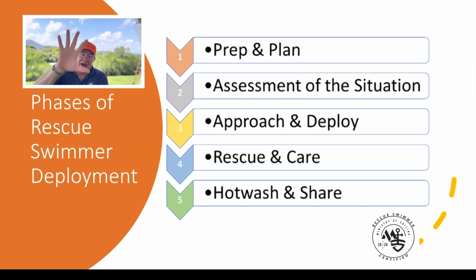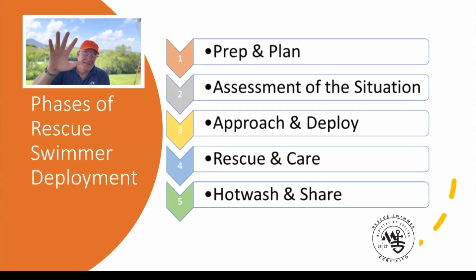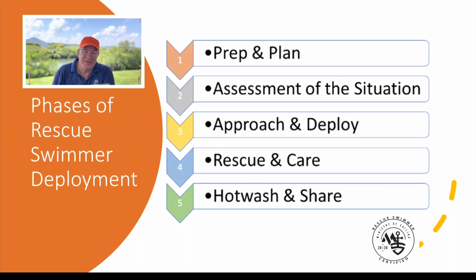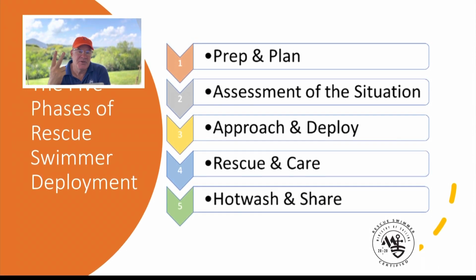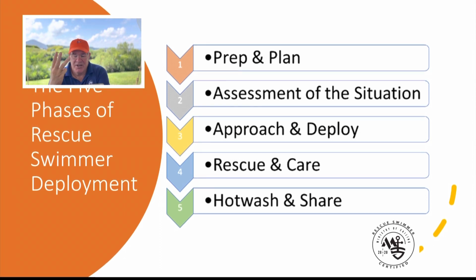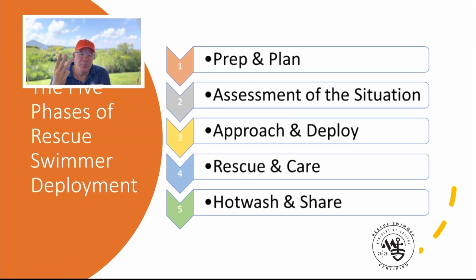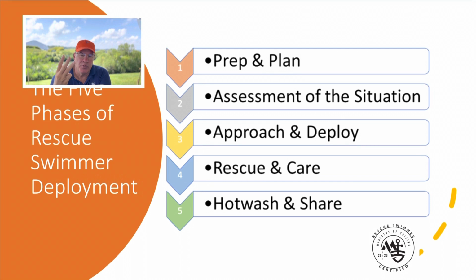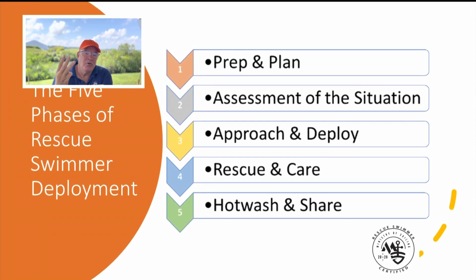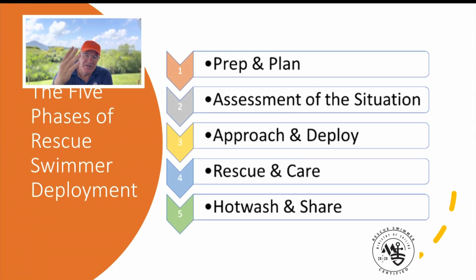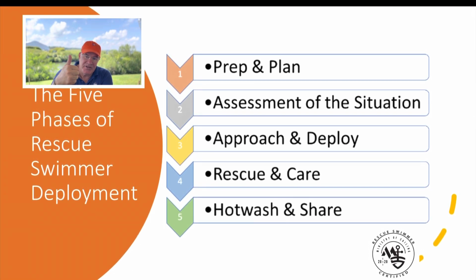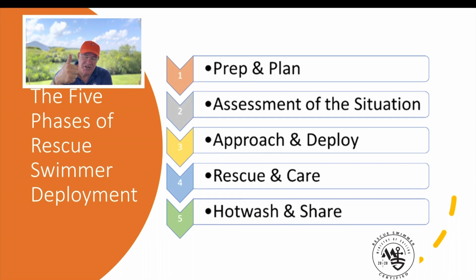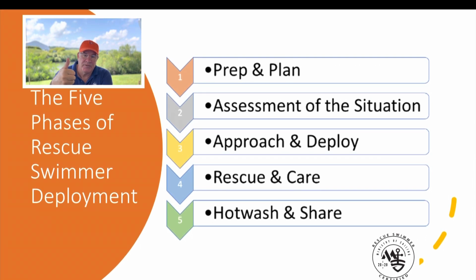There are 5 phases for the deployment of the rescue swimmer. The first one is going to be the preparation and planning. Number 2 is the assessment of the situation. The third one is going to be your approach and how you deploy the rescue swimmer. The fourth is the rescue operation and the care, and the fifth is the hot wash and the sharing of the information. It's just going to be important so other people can learn.